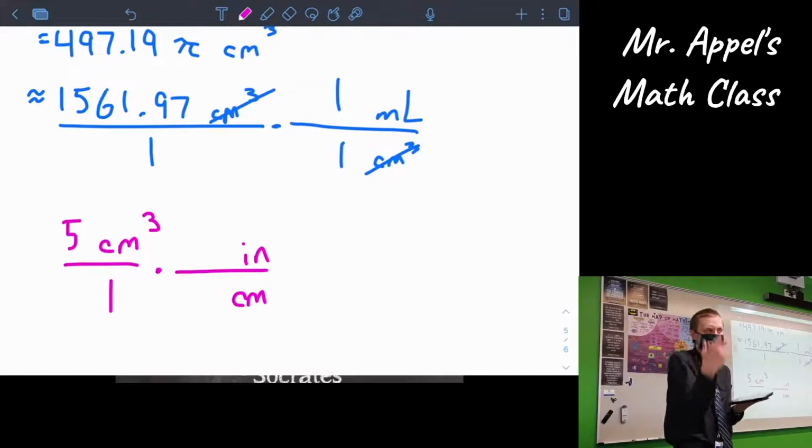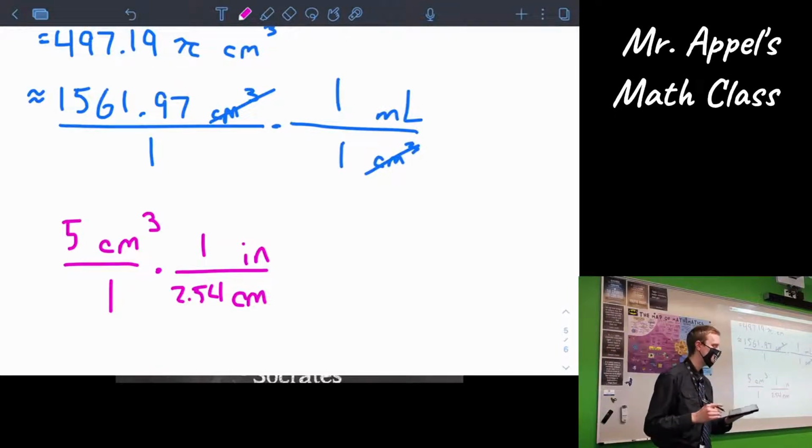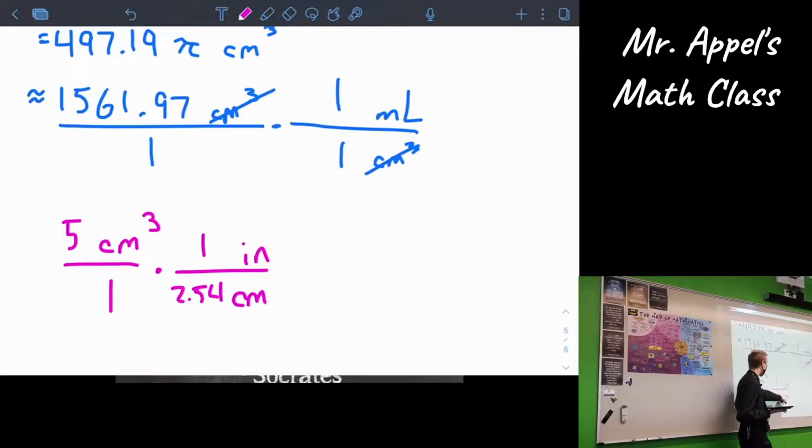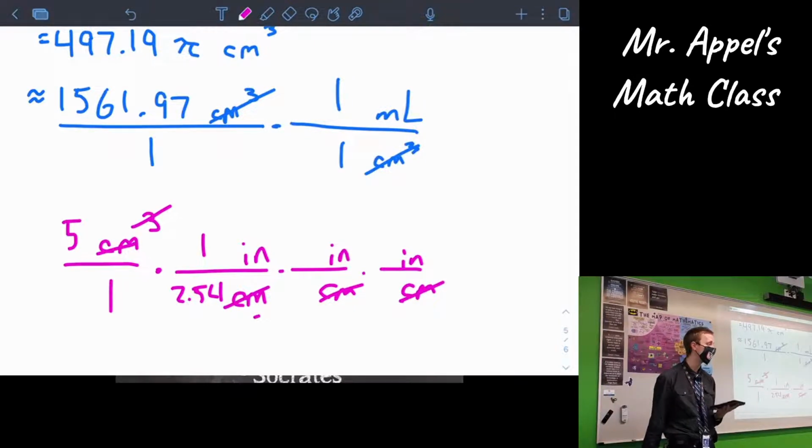Well, we know the conversion for centimeter to inch, right? And that's 2.54 centimeters per inch. But that's only centimeter. I need centimeter cubed, to the 3rd power, which means technically you've got to do this 3 times. Inch, centimeter, that way centimeter is cubed to the 3rd power. You guys see why that's necessary?